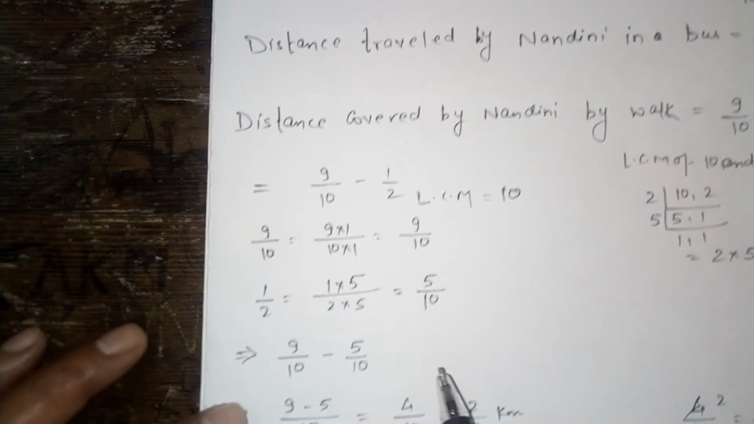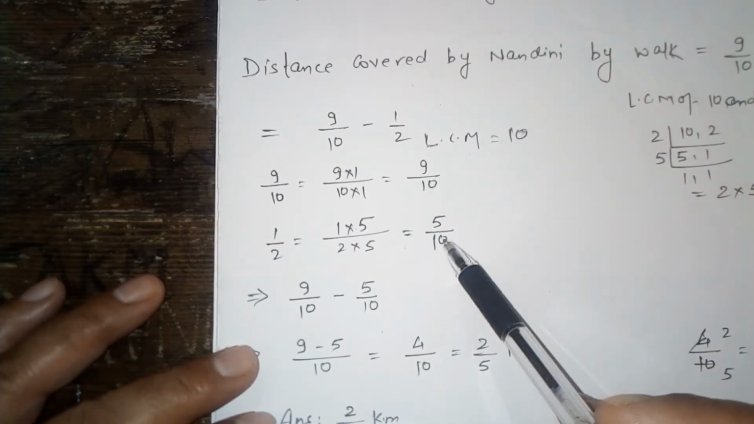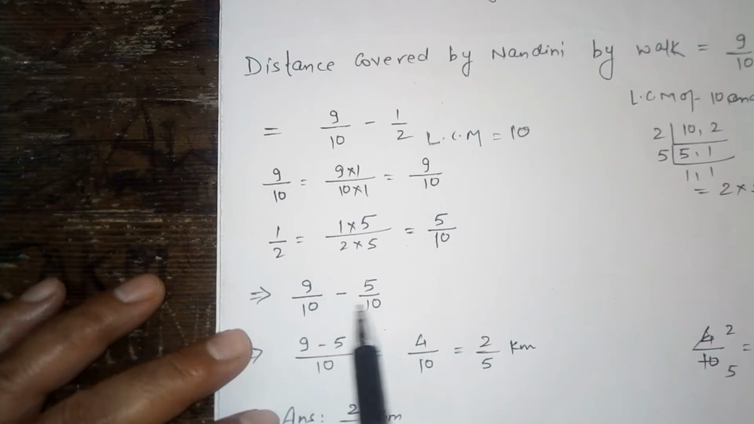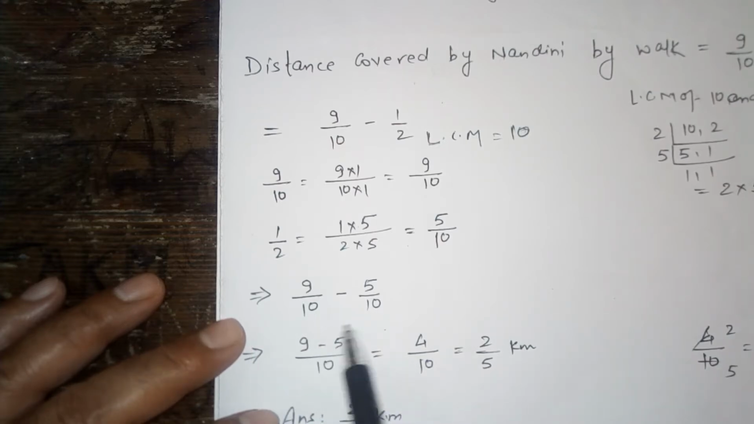Then we will subtract these two fractions. 9 upon 10 minus 5 upon 10, the denominators are the same. The meaning is these two fractions are like fractions, that's why the denominators are the same. So the denominator will be 10. In the numerator what will you write? 9 minus 5. 9 minus 5 upon 10 equals 4 upon 10.